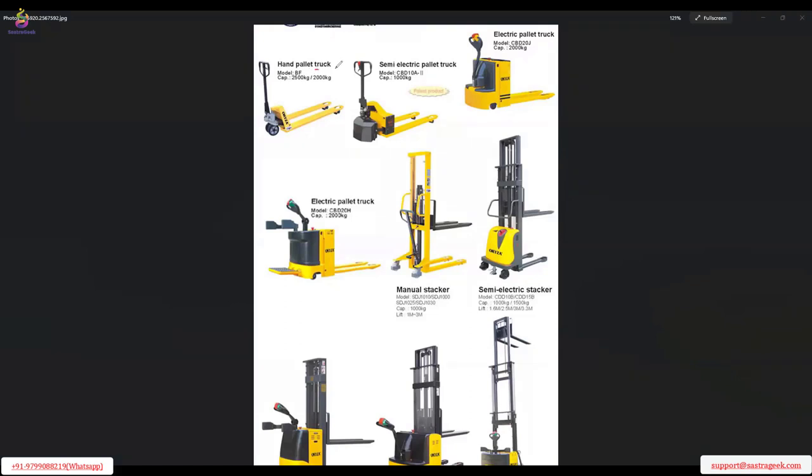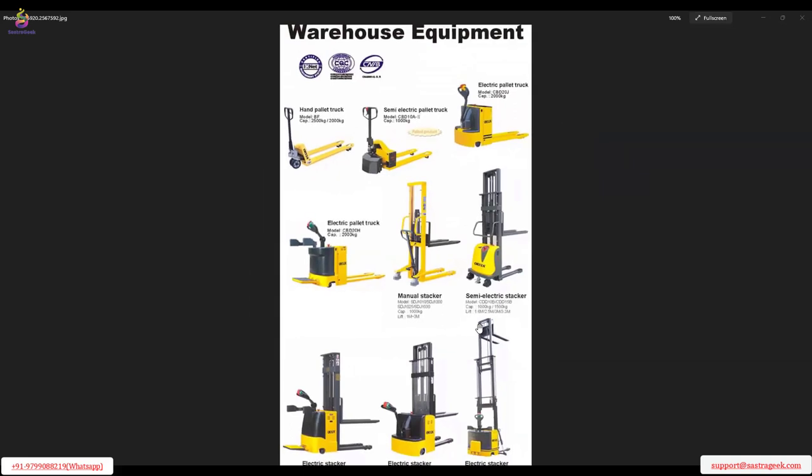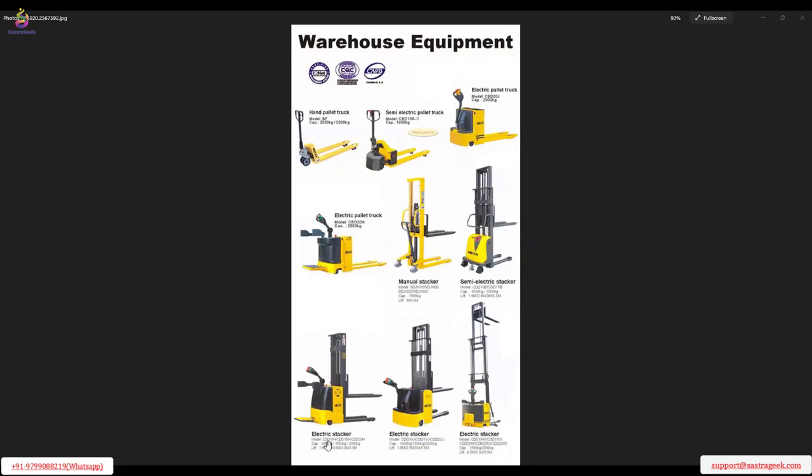See here, pallet truck, hand pallet truck. This is called hand pallet truck. This is the semi-electric pallet truck. Overall, we can call it a truck, but how you distinguish within that is different names. This is a manual stacker. This is a semi-automatic. So by looking at this, you understand that there's a stacker and a truck, pallet truck, and electric pallet truck, manual pallet truck, and also this electric stacker. So this is the electric. It's a very, very big electric stacker.